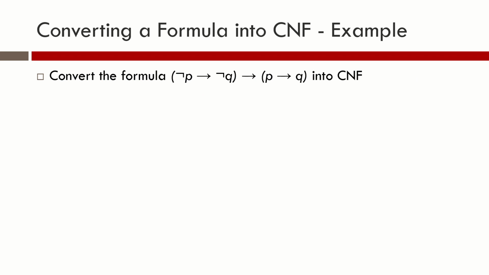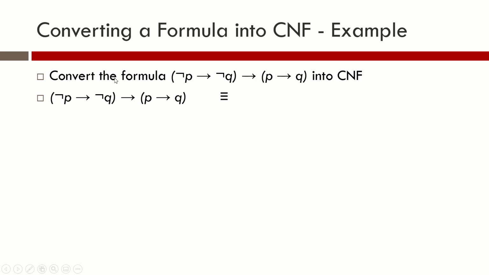Now we will see an example. Suppose the formula that we have is negation (P implies Q) implies (negation P implies negation Q) implies (P implies Q). We need to convert this into conjunctive normal form. So we will start with the formula. What is the first step? The first step is to eliminate all the operators other than negations, conjunctions and disjunctions.